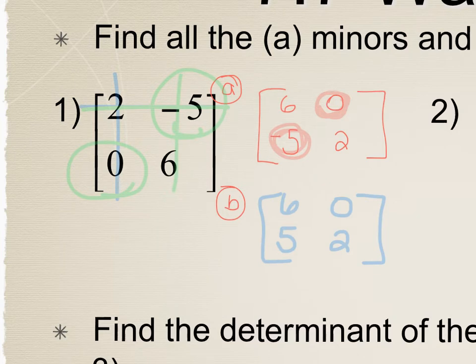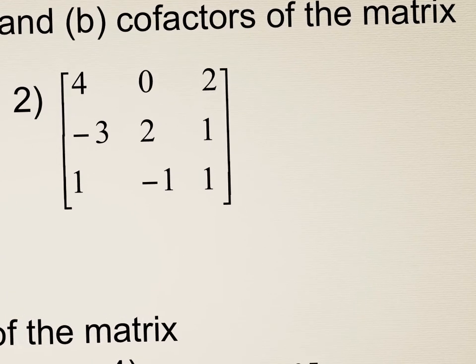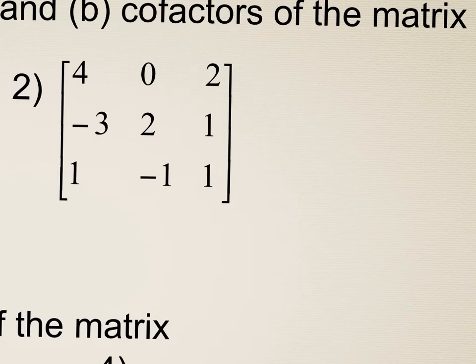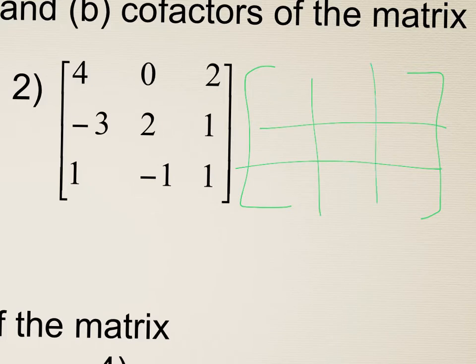Yeah. All right, so then for the 3x3, this time I'm going to cross them through. In the first cell, if I cross through the row and the column that it's in, I'm left with 2, 1, which is 2. So I'm going to do the determinant here. 2 times 1, which is 2, minus a -1. 2 plus 1, which is 3.